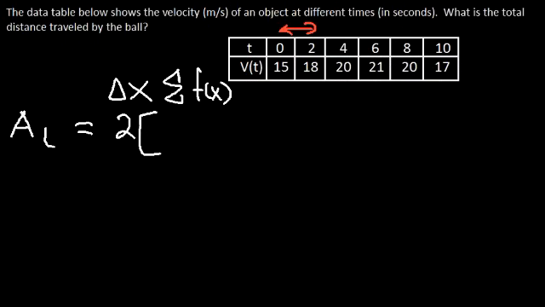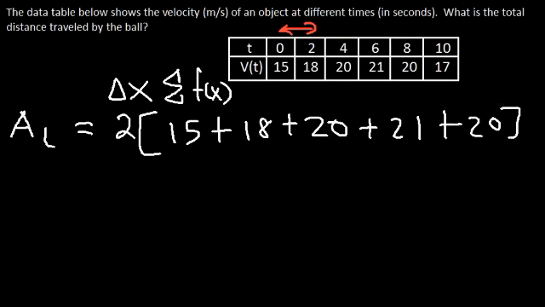So that's v of 0, which is 15, plus v of 2, which is 18, plus v of 4, and v of 6, and v of 8. And we'll stop here. So now let's add up the 5 values. 15 plus 18 plus 20 plus 21 plus 20, that's equal to 94, times 2. So this is going to be 188. So that's the area using the left Riemann sum.